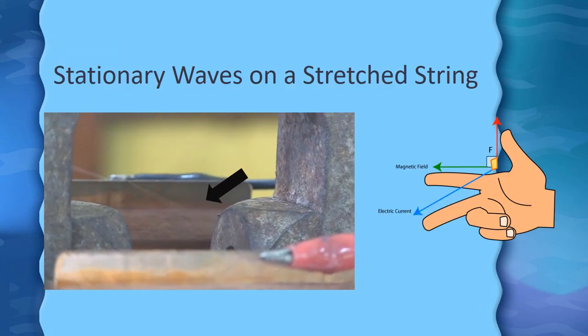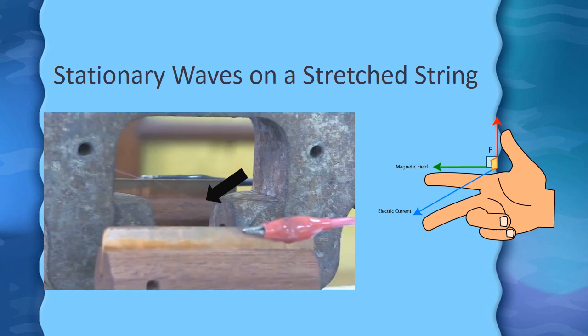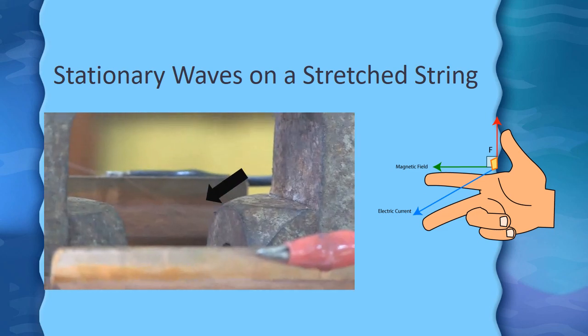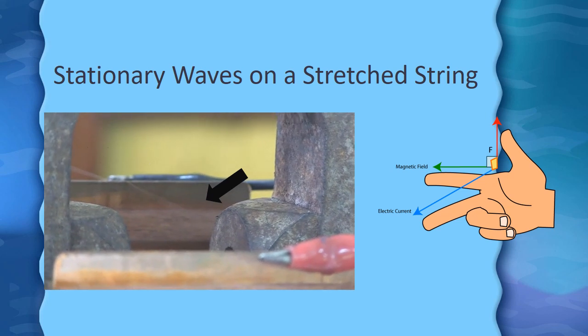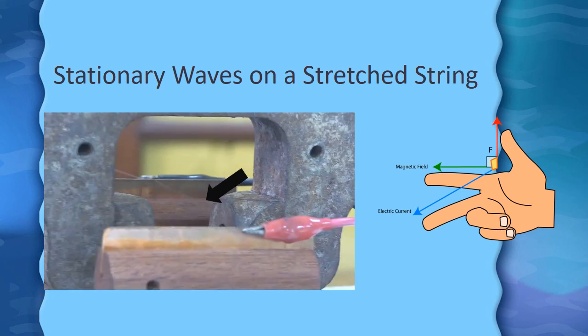Varying current is passed through the wire, with a magnetic field perpendicular to the direction of current using a horseshoe magnet. Therefore, according to Fleming's right-hand rule, the wire will move in the horizontal plane, as you can observe.